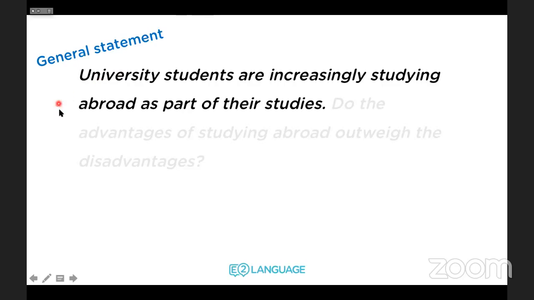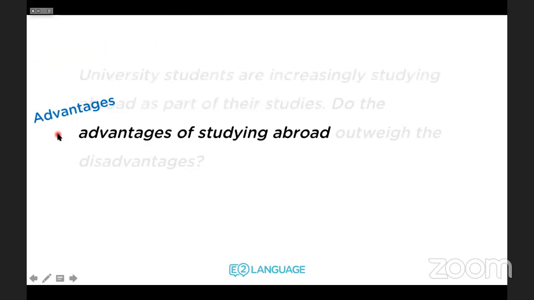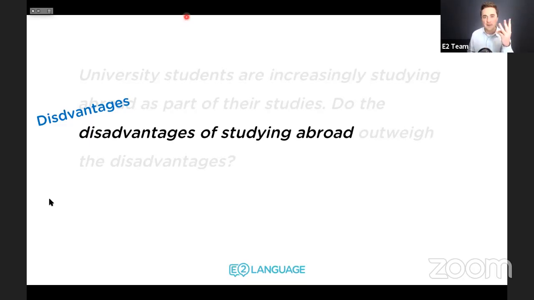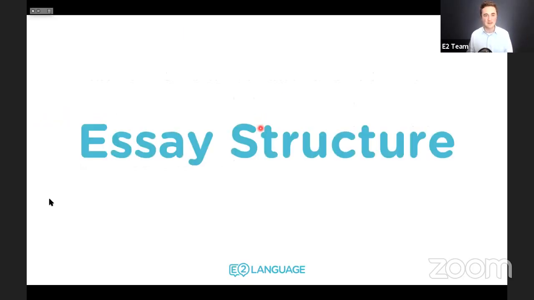The second part of this one basically asks you, what are the advantages of studying abroad? Okay? It actually says, do the advantages of studying abroad outweigh the disadvantages? But we can look at this like this. What are the advantages of studying abroad? And the third part is, of course, what are the disadvantages of studying abroad? So if we look at this question type, there are three parts: the general statement, what are the advantages, what are the disadvantages? Cool, we've just understood that.